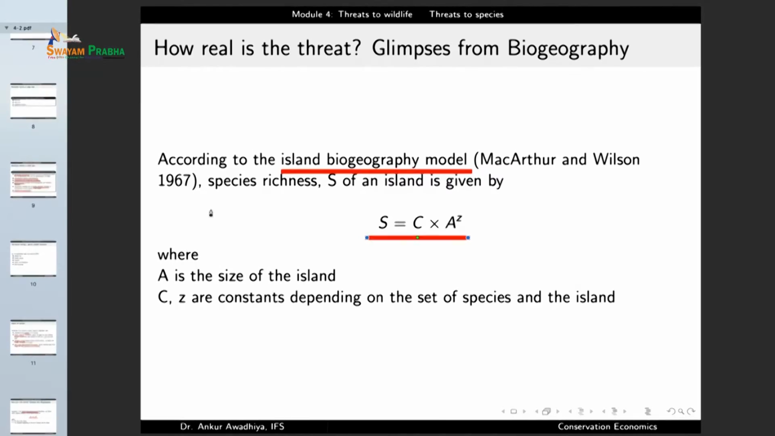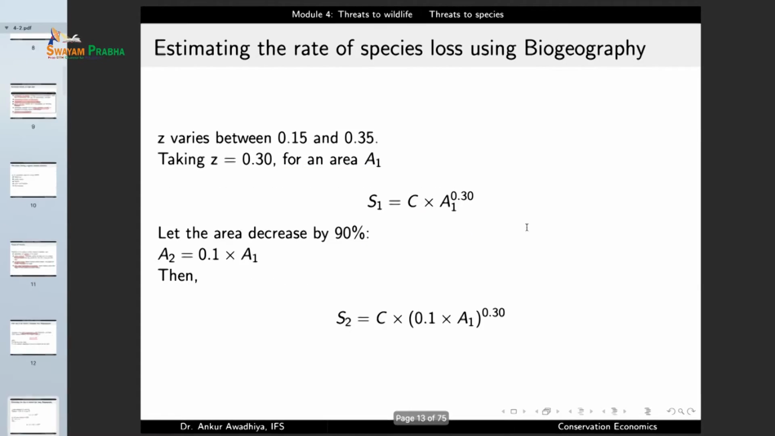Now, the richness of the species in this island will be dependent on the area of the island, but it is not directly proportional. It is proportional to some power of the area, and we call that z. So we can write it as S is equal to C into A to the power Z, where C and Z are constants. Now, it has been found that Z varies between 0.15 and 0.35.